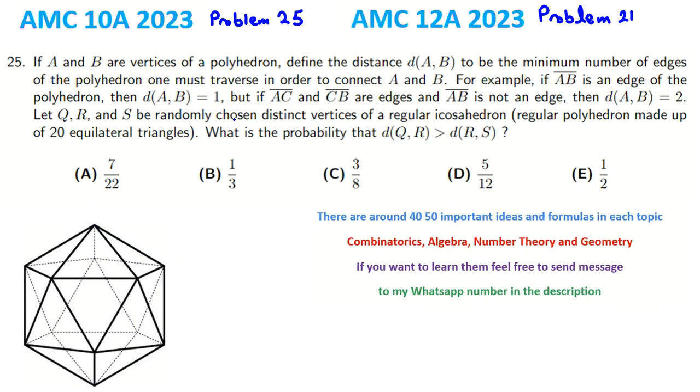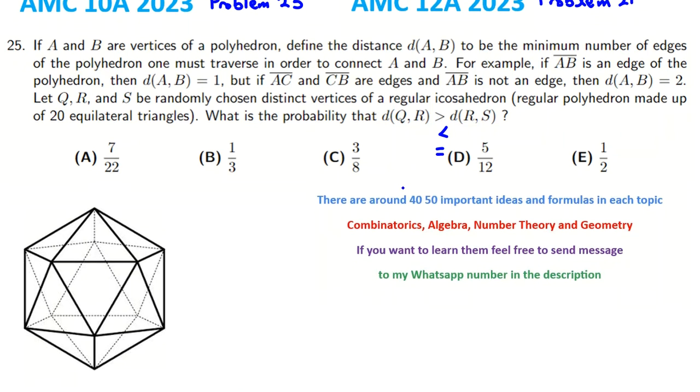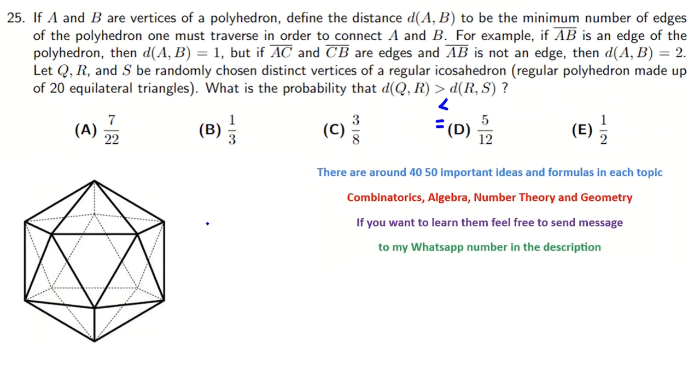Let Q, R, and S be randomly chosen distinct vertices of a regular icosahedron, a regular polyhedron made up of 20 equilateral triangles. What is the probability that d(Q,R) is greater than d(R,S)? As you can see, Q and S are symmetric with respect to R. So the number of cases where this one is greater than this is equal to the number of cases where it is less. So we could divide by 2, but we cannot simply divide by 2 because in some cases they are equal. The only thing we should pay attention to is finding how many cases d(Q,R) equals d(R,S).